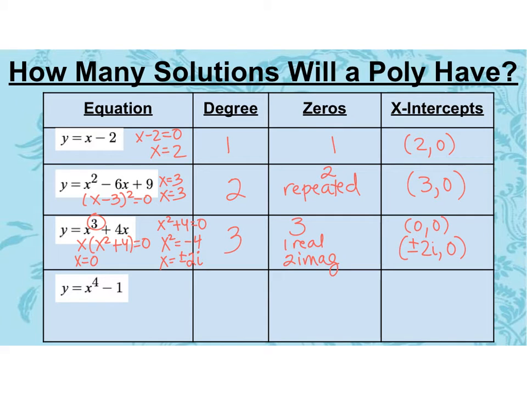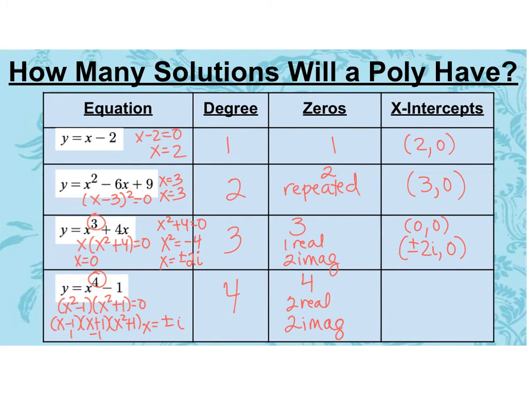In our last example, that's a difference of 2 squares, so I can factor that to (x squared minus 1) and (x squared plus 1). This one factors further to (x minus 1) and (x plus 1). So I know I have an answer of 1 and negative 1. When I solve this, I'm going to get x to equal plus or minus i. This is a fourth degree, so it's going to have 4 zeros. In this case, 2 real and 2 imaginary. My real x-intercepts are 1 and negative 1. And then I have plus or minus i.